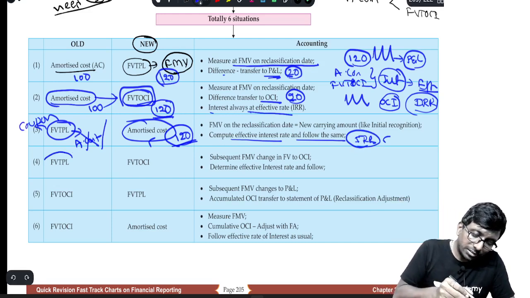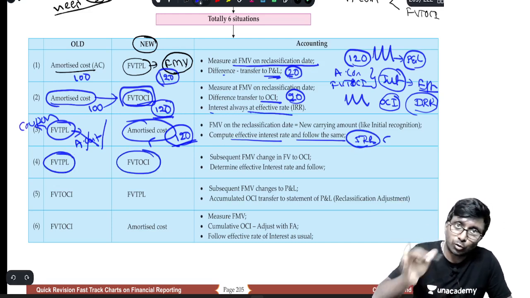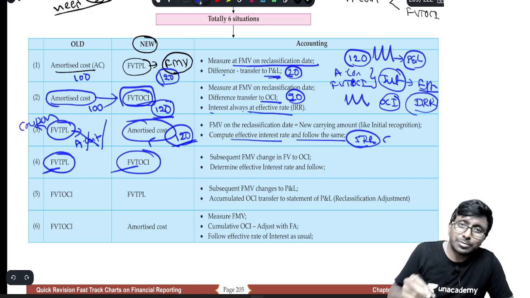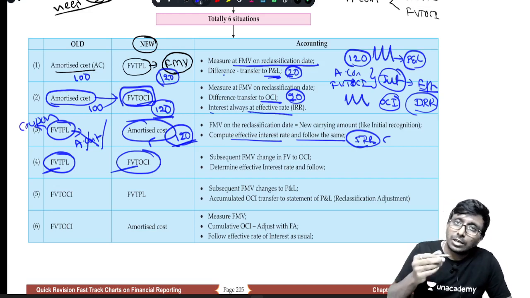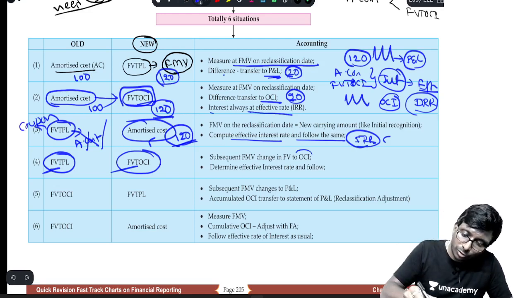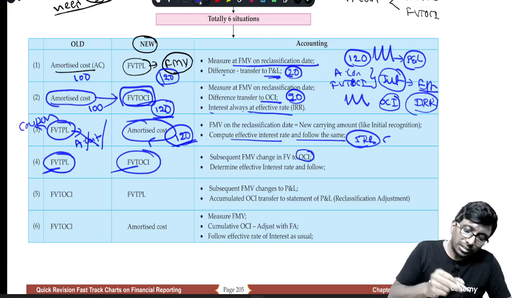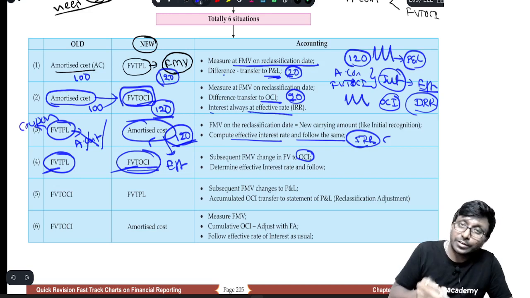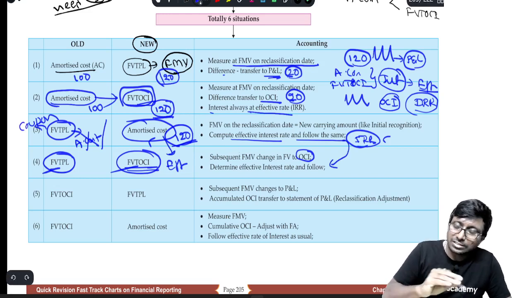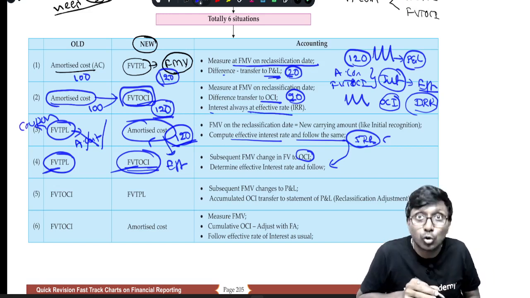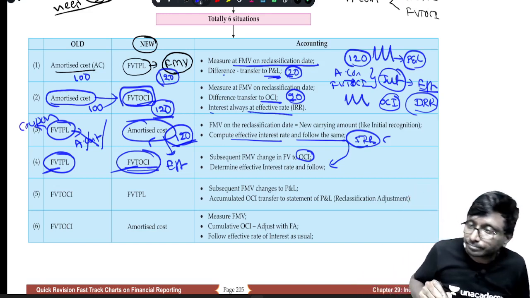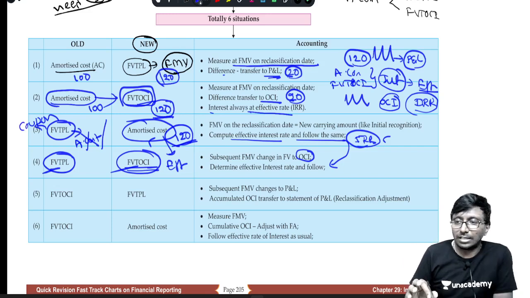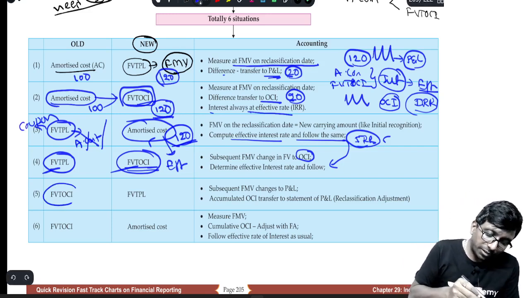Okay. Done. Next. It was FVTPL, and now you are transferring to FVTOCI. This is already measured at fair value, and this is also already measured at fair value. So no problem. From now onwards, any change in fair value alone should be transferred to OCI. In FVTOCI and amortized cost both, you have to follow the effective rate of interest. Determine the effective rate of interest in the same way and follow it. That's it. Right? Next. FVTOCI to FVTPL.